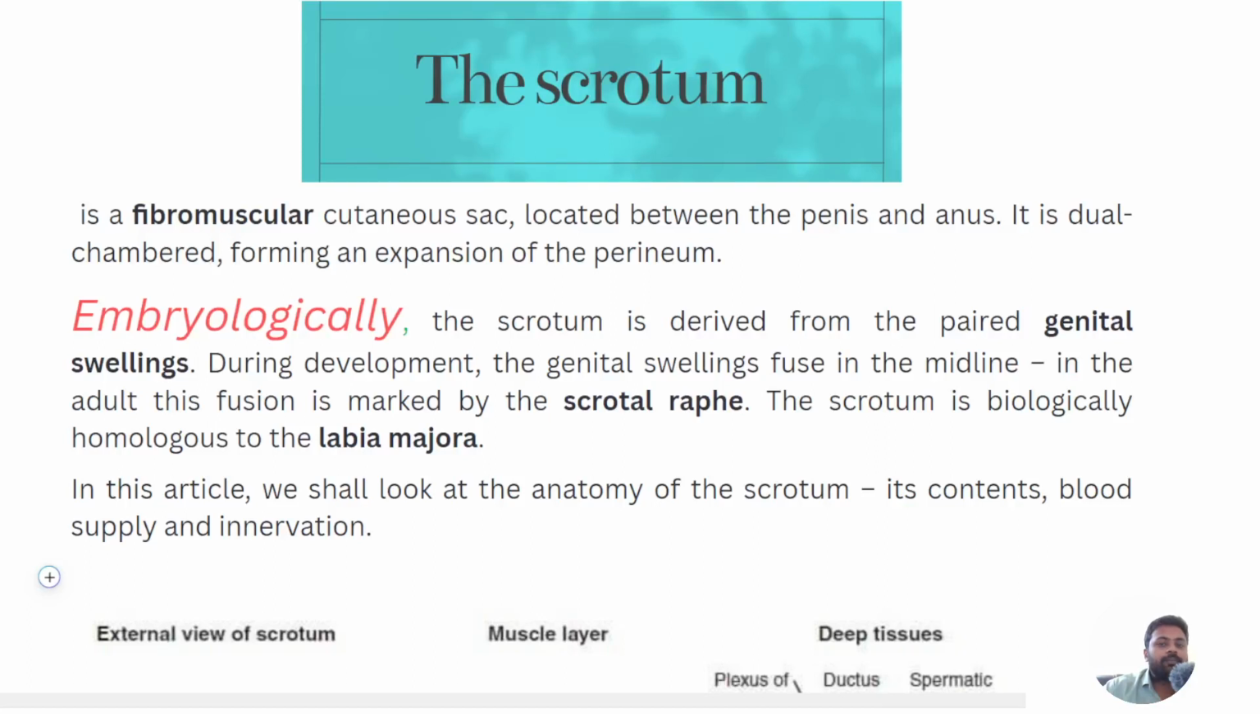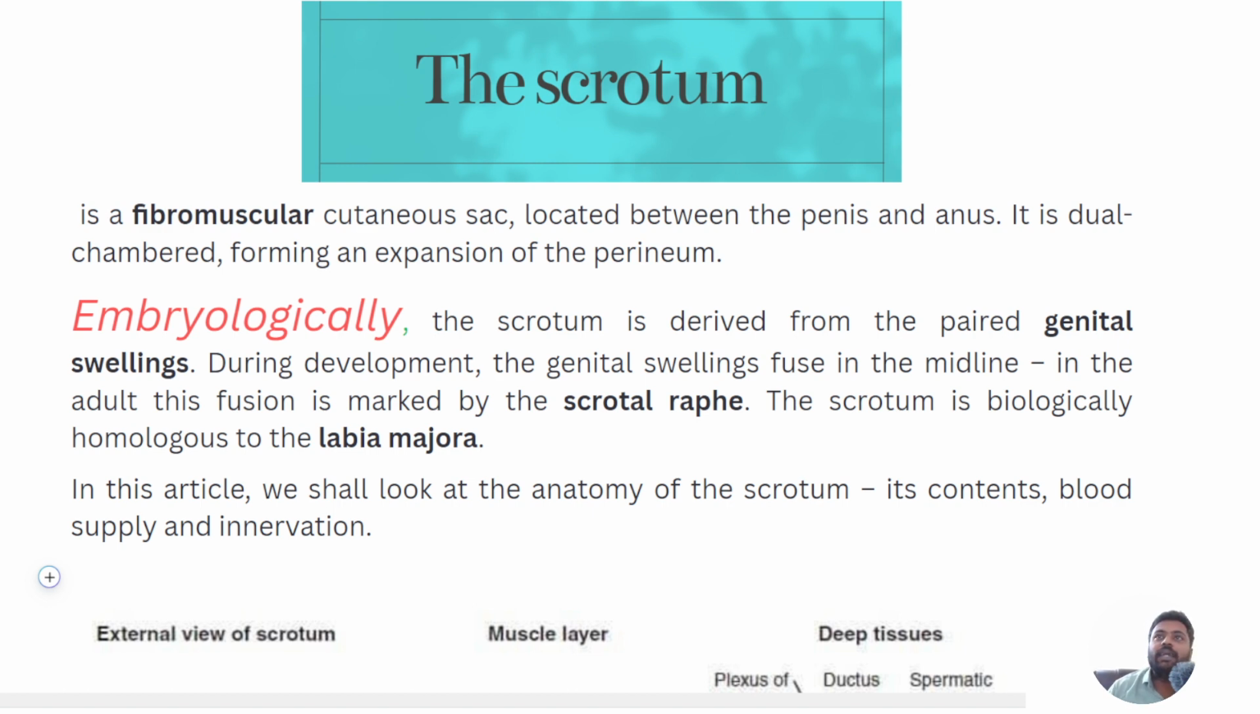Good afternoon. Today we will discuss the anatomy of the scrotum. The scrotum is a fibromuscular cutaneous sac located between the penis and the anus. It is dual chambered, forming an expansion of the perineum.